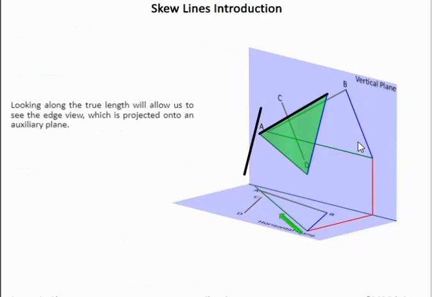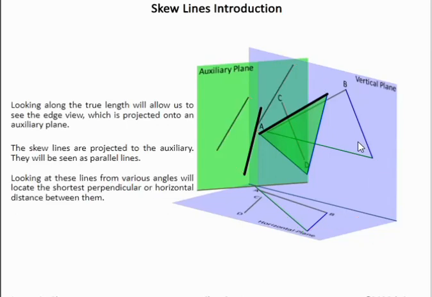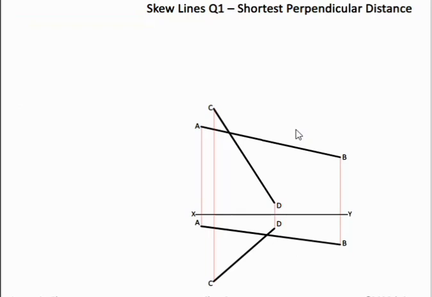So that means when we look along this true length in plan on our auxiliary plane, what we'll end up getting is our two lines parallel to one another, and we'll be able to construct this line between them. So basically that's what we have to do in this question.